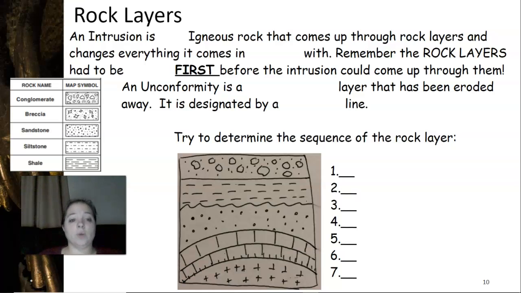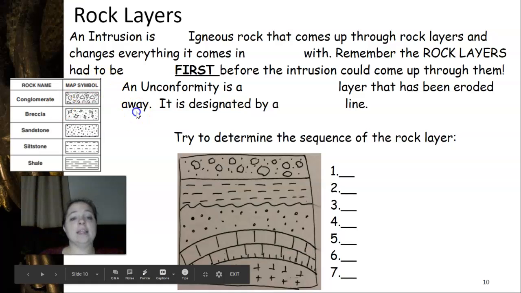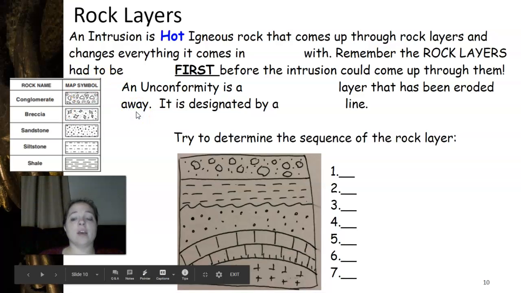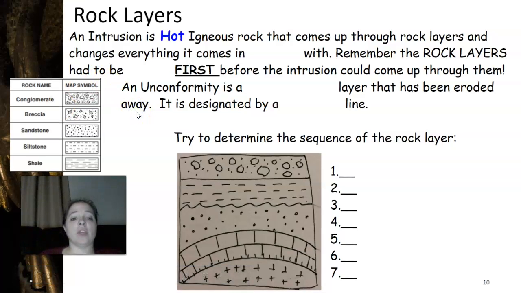All right. So an intrusion, that's what we were just looking at. This is hot igneous rock that comes up through the rock layers and changes everything it comes in contact with. Remember, contact metamorphism, that's where you get it. What it means by changes is it metamorphizes that rock. All right, so it warps it. Because it's so hot, heat and pressure. Metamorphism. So remember, the rock layers had to be there first before the intrusion came up through them.